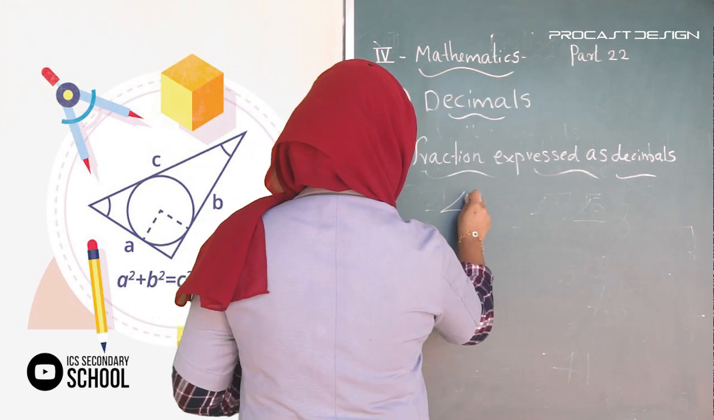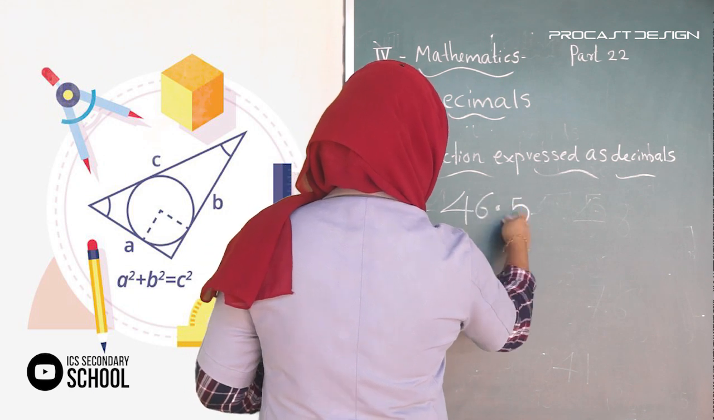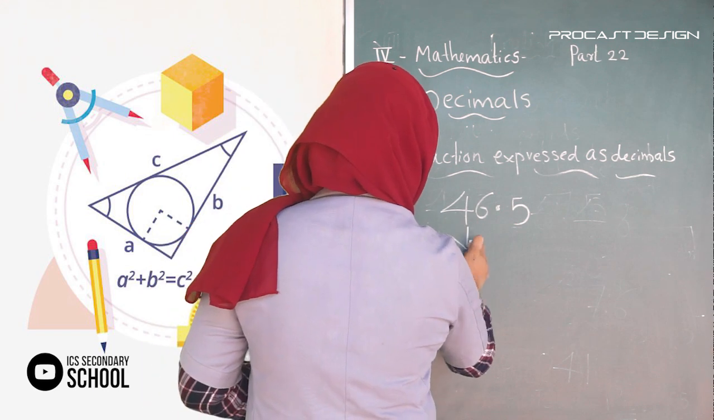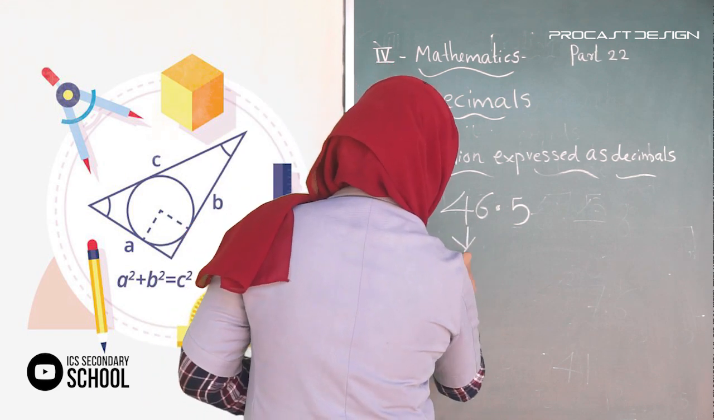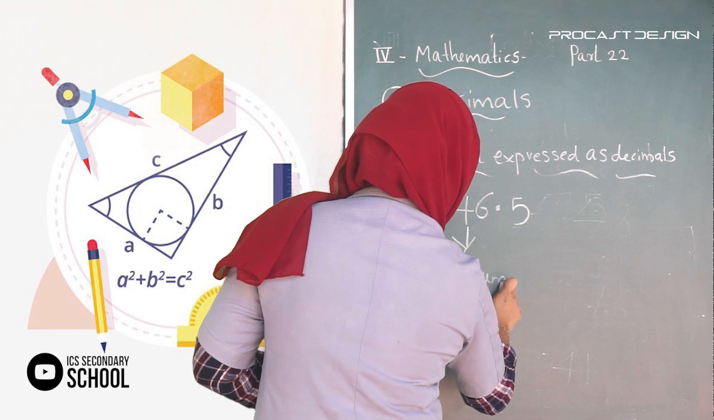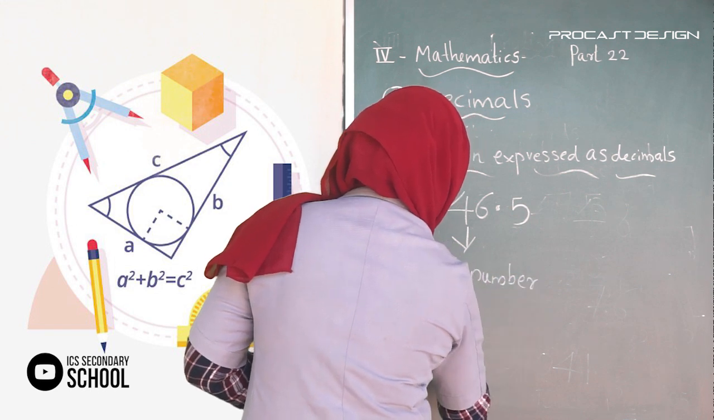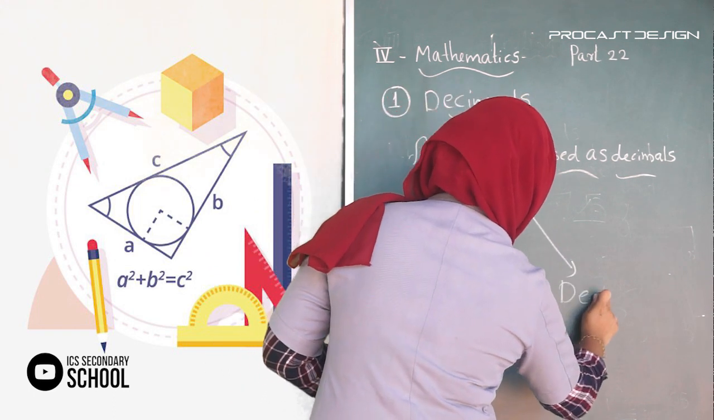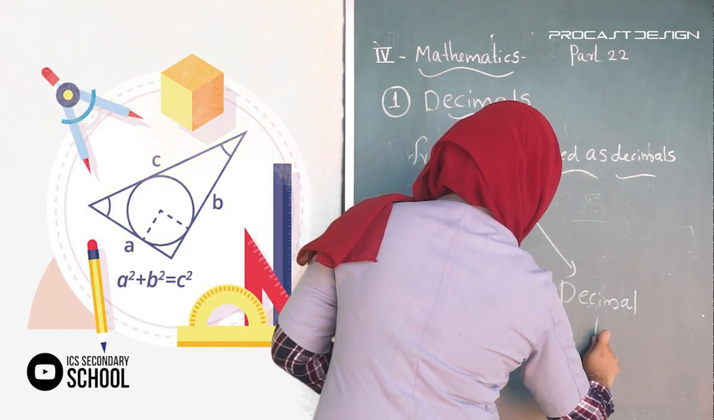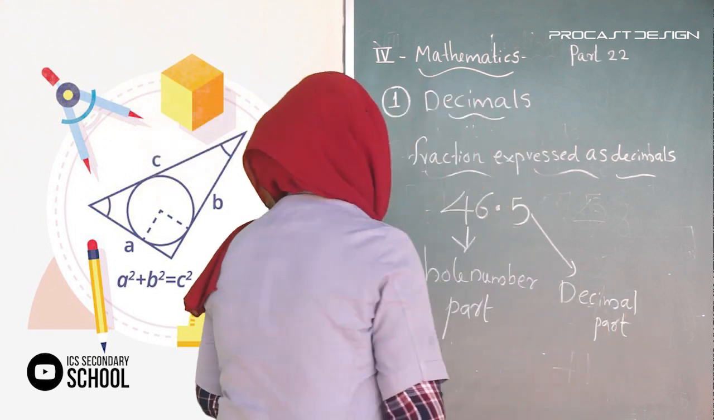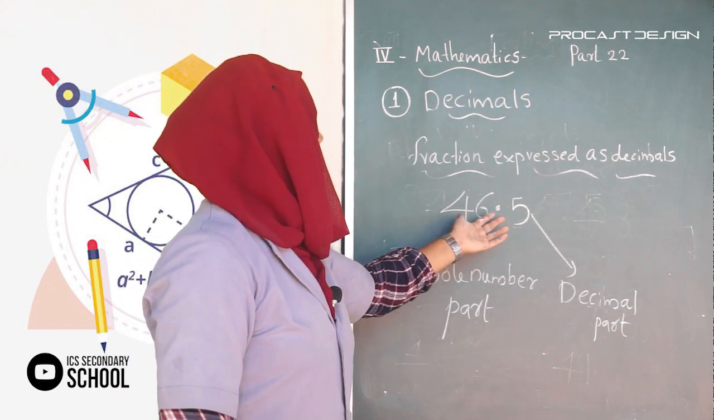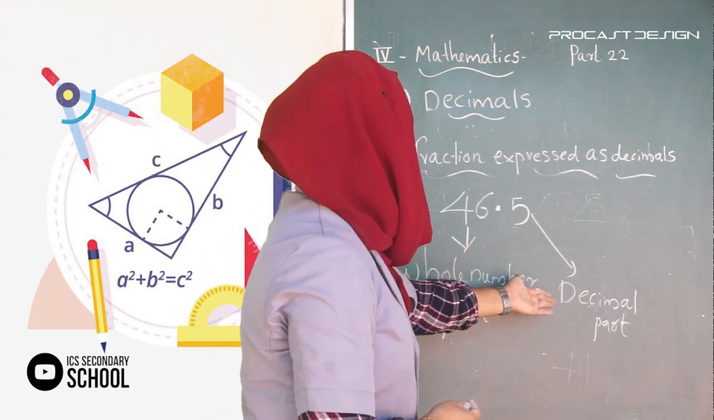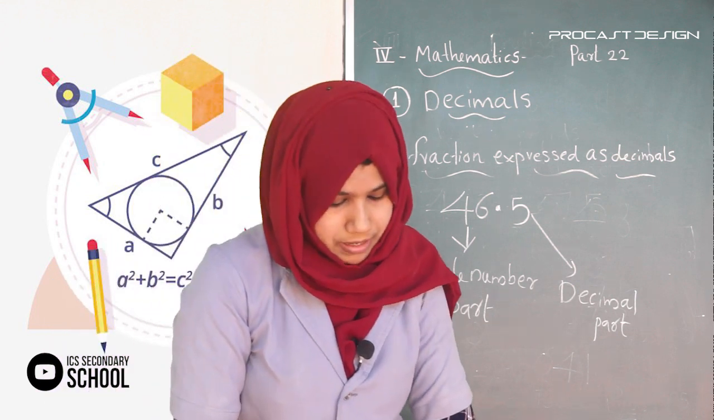So this is a decimal number. This is the whole number part, and this is the decimal part. So in a decimal number, the digits after the decimal point are the decimal part, and this is the whole number part. Okay, is it clear?